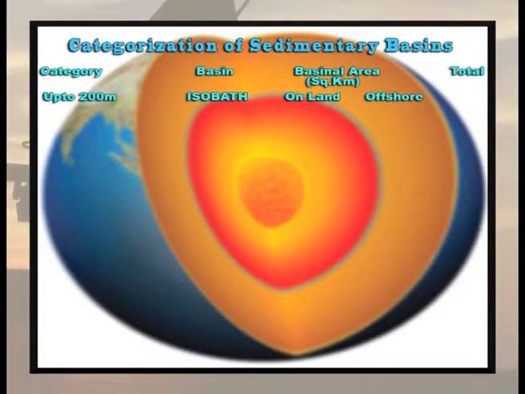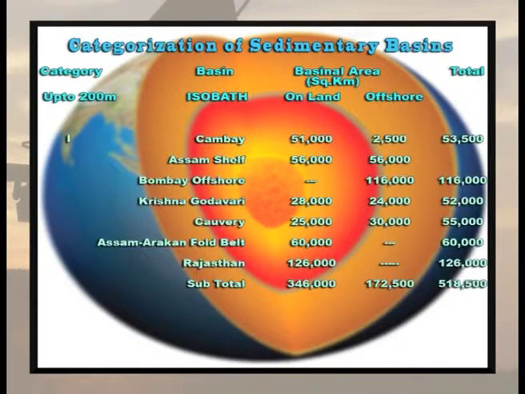Categorization of sedimentary basins. Category up to the 200 meter isobar, basinal area in square kilometers: on land, offshore and total. First is Cambay, which has on land 51,000 square kilometers, offshore 2,500 square kilometers, totally 53,500 square kilometers. Assam Shelf, 56,000 and 56,000. Bombay Offshore has offshore 1,16,000 and a total area of 1,16,000. Krishna Godavari has on land 28,000, offshore 24,000, totally 52,000.